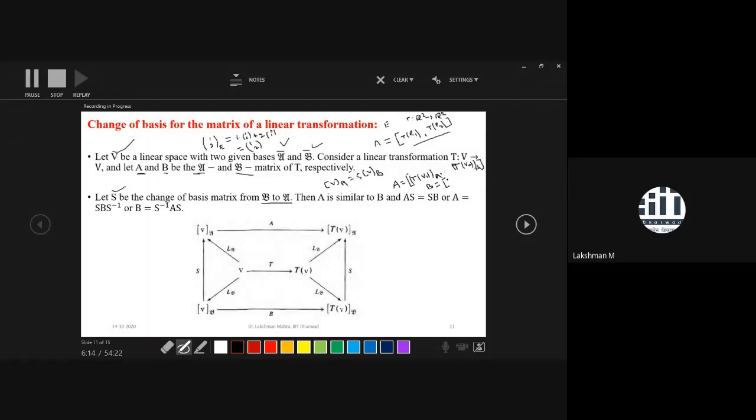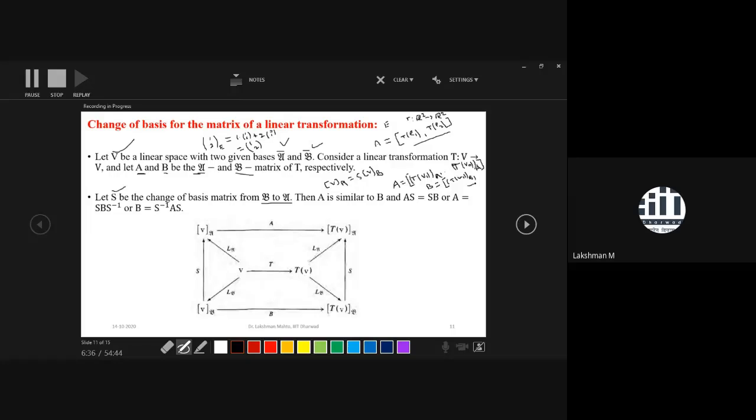Here, the coordinate of the image of W1. W1 is the first basis element of B. So you will find the coordinate of the image of W1 with respect to the second basis B, and it will go this way.